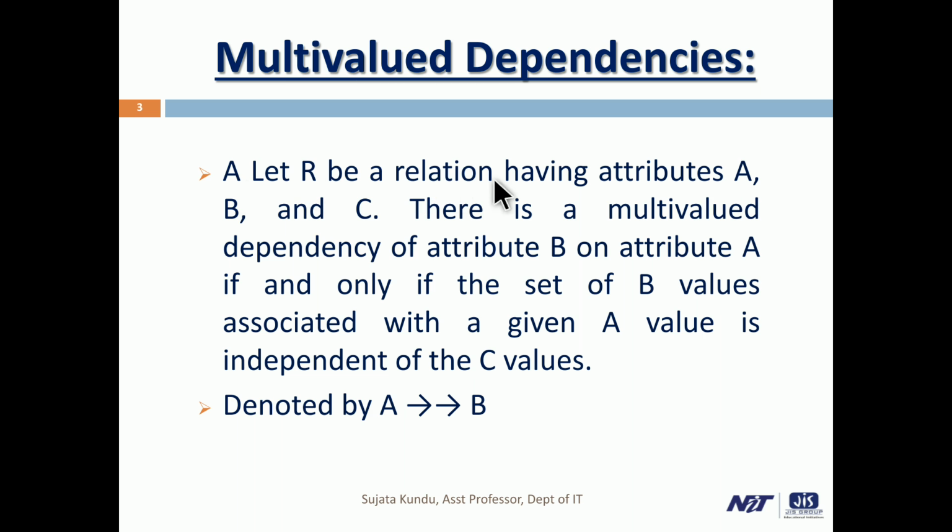Let R be a relation having attributes A, B and C. That means R is a relation which has the attributes A, B and C. There is a multi-valued dependency of attribute B on attribute A if and only if the set of B values associated with a given A value is independent of the C values.